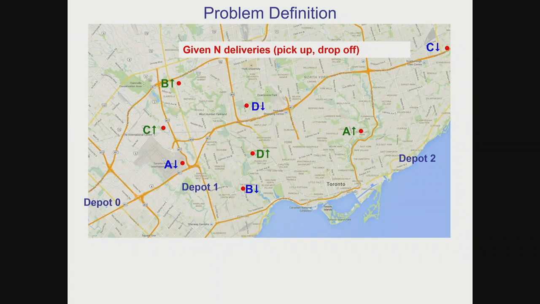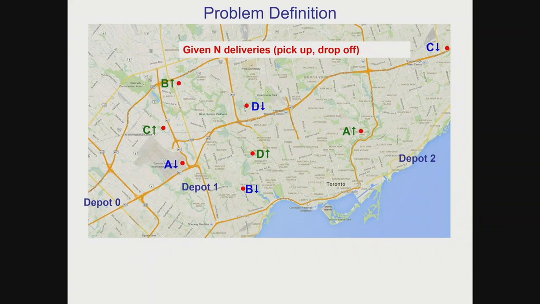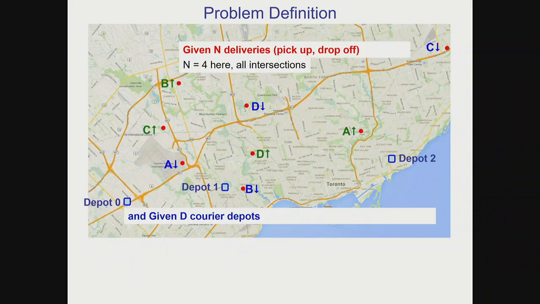You then have a whole bunch of deliveries to make, okay? So I've shown them here with up arrows and down arrows. So we've got to pick up a package A, and we've got to drop it off somewhere else in the city. And then we've got to pick up a package B, drop it off somewhere else in the city, and so on for package C and for package D. In this particular problem I've given you, we have 4 deliveries to make. So I'm going to call that N in some of the slides that I show you. So we've got N deliveries to make.